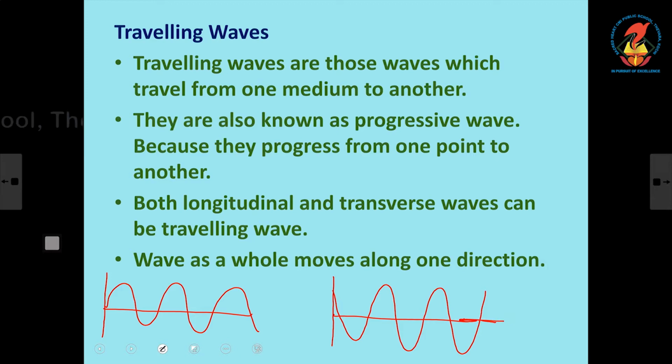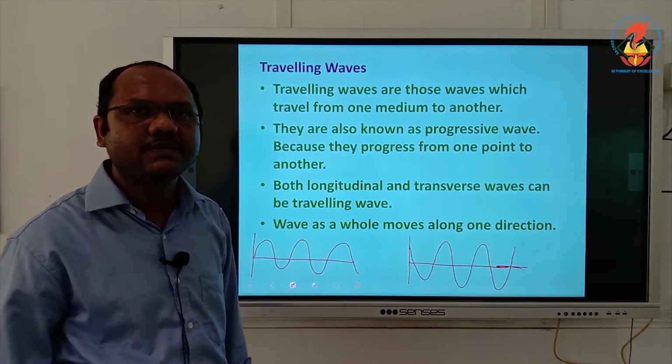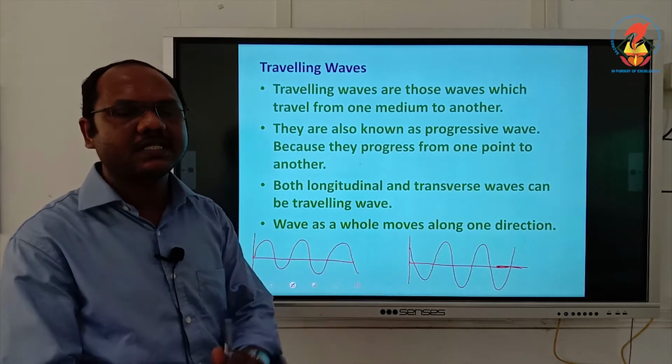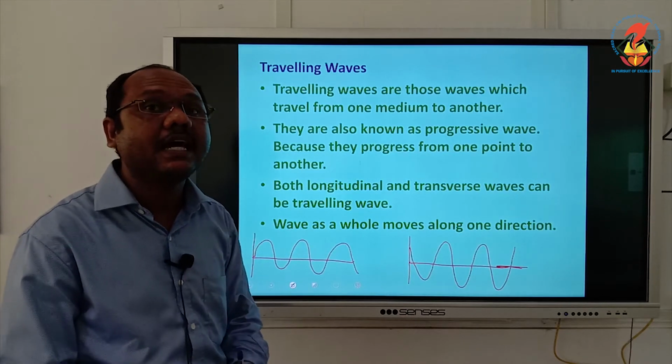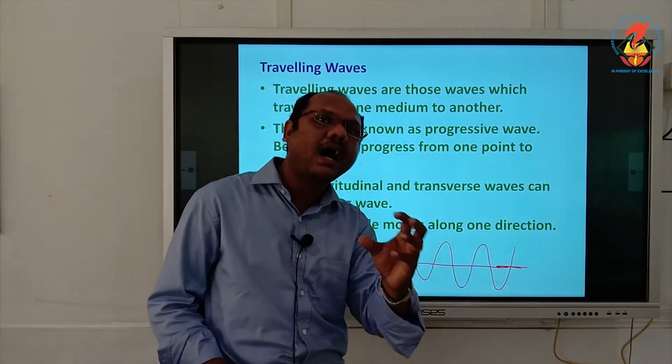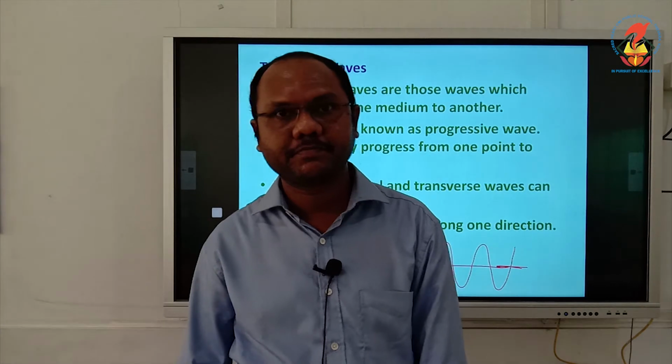Now, I draw another kind of wave here. This is a cos wave. Here also the wave is propagating forward. So, these kinds of waves are examples of plane progressive waves, or we will say progressive harmonic waves.